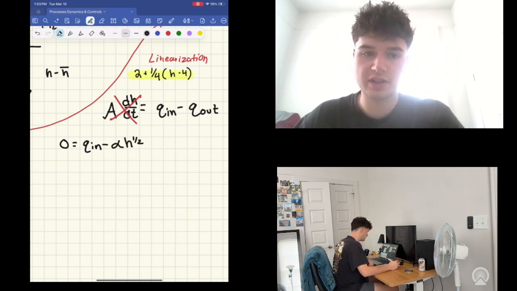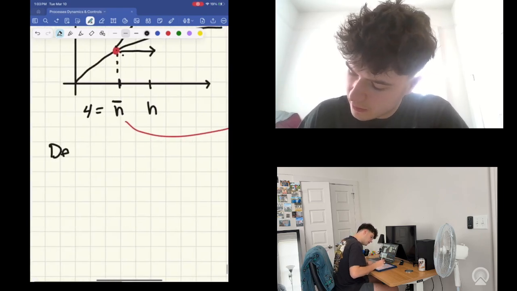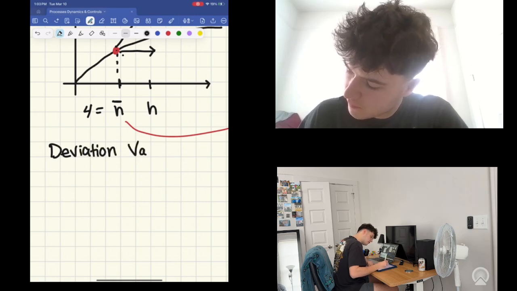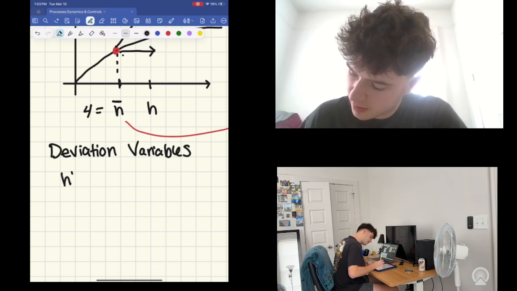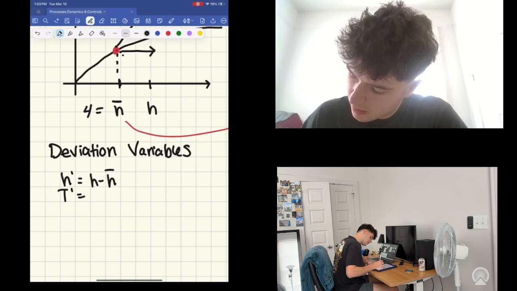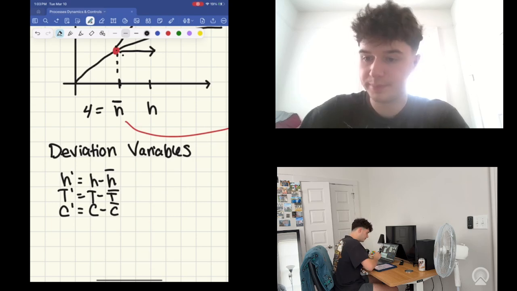And now we're going to look at these things called deviation variables. I'll write these down. Deviation variables. Now, these variables, there are 3. The first one is h prime equals h minus h bar. You also have t prime equals t minus t bar. And the final one, if you can guess it, c prime equals c minus c bar.